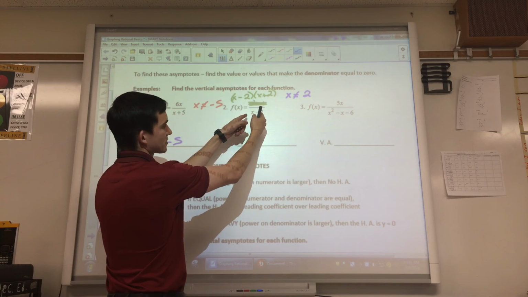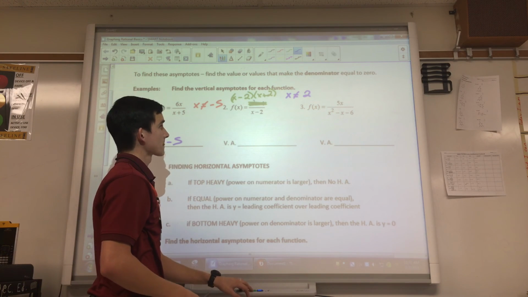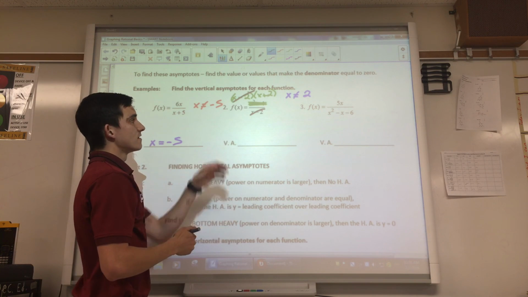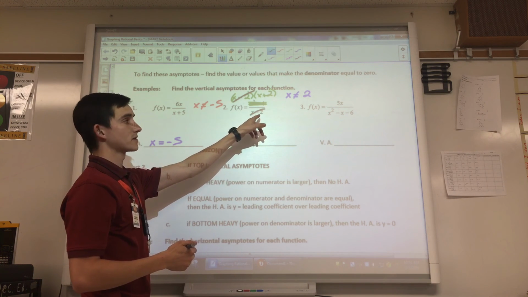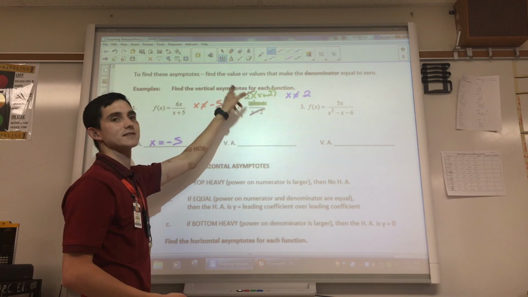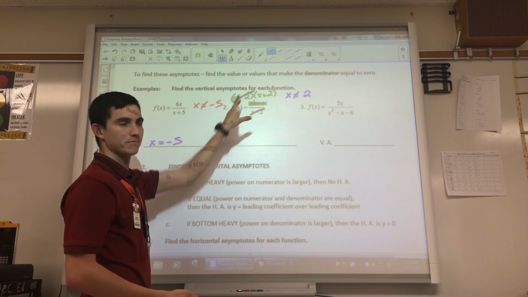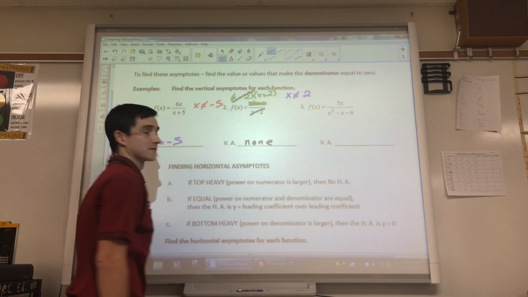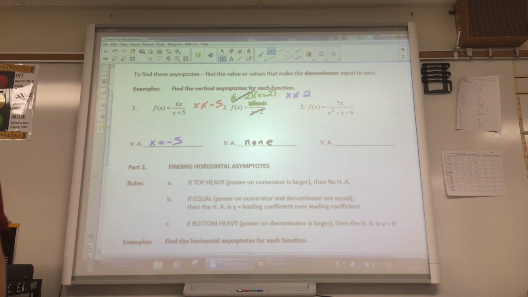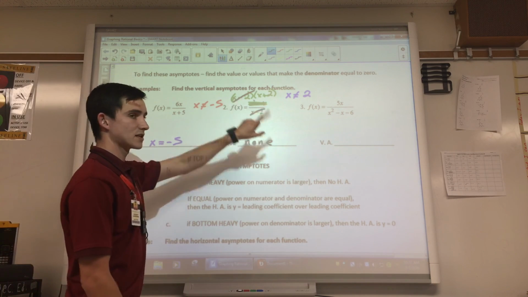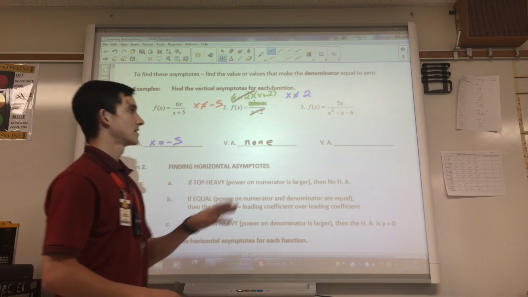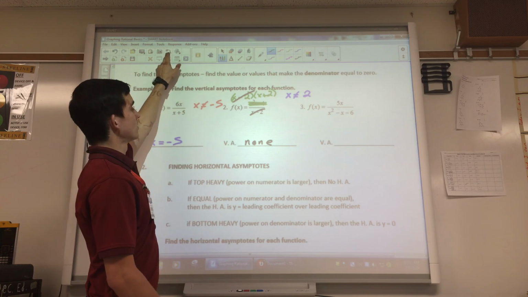Does this factor on the bottom cancel with something up top? Yes. Okay, so it cancels right here. So that means at 2, it's not a vertical asymptote. It's a removable discontinuity because it canceled. Do y'all understand that? So as far as vertical asymptotes are concerned, you don't have any. None. No vertical asymptotes. Because it canceled, it's actually a removable discontinuity. And I'm going to explain the difference between the two in just a second. So let's go ahead and do one more.